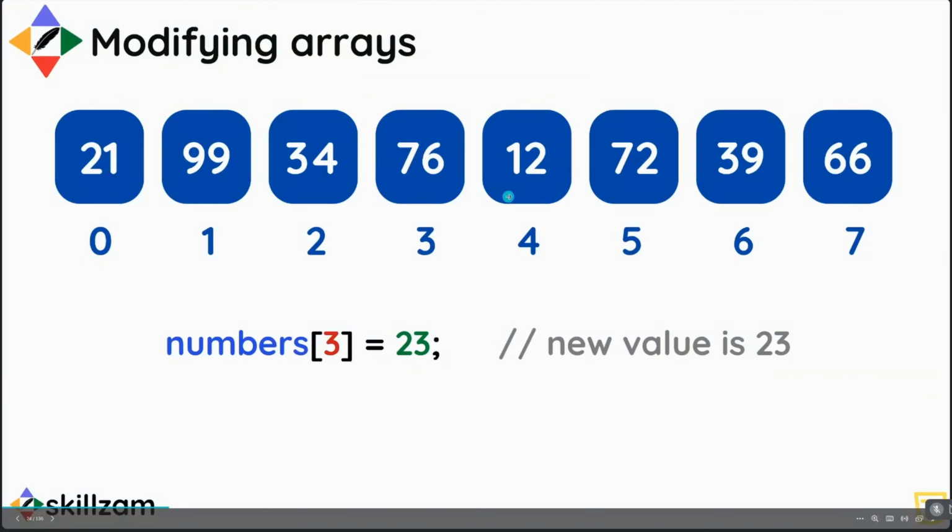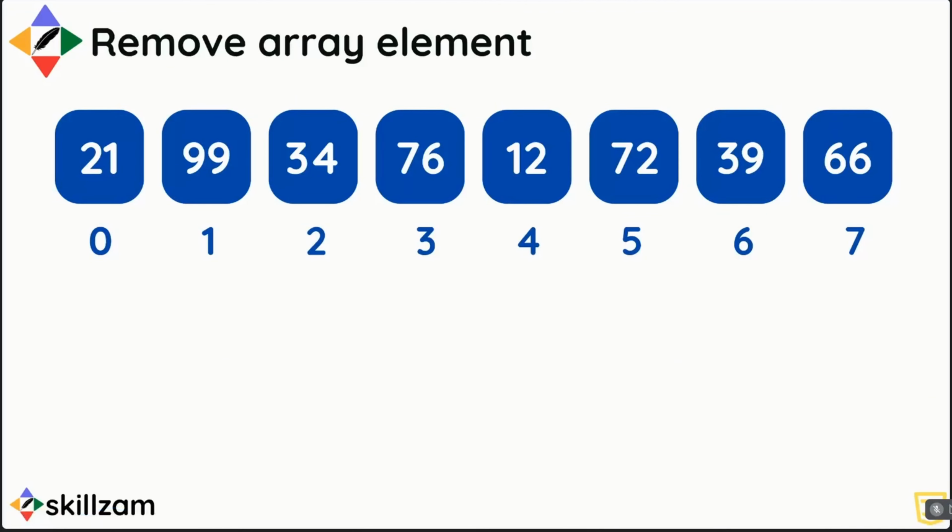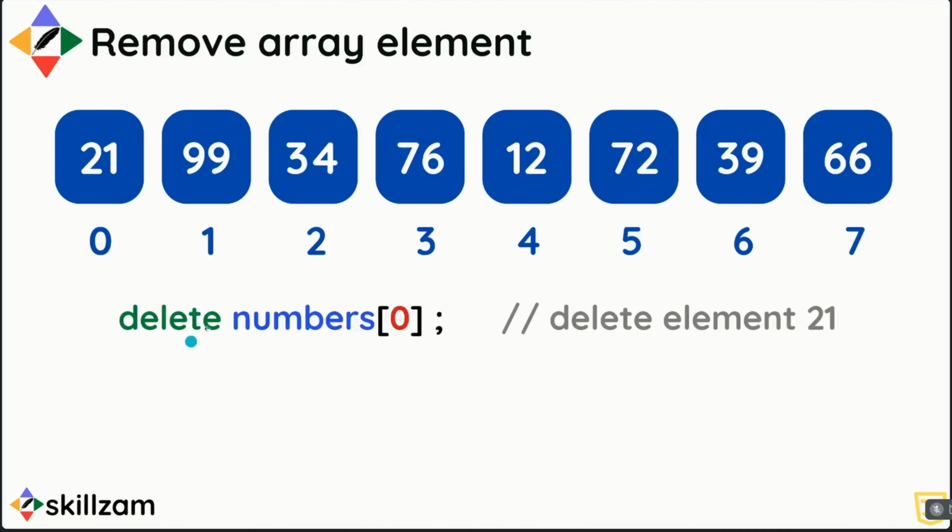Now let's see how you remove an element in the array. So we saw accessing, we saw modifying. Now I want to remove an element. Let's say I want to remove this particular element. What I can do is use an operator called delete. A delete operator can be used to delete an element of an array. Now numbers of 0 index is 21, and if I say delete this, it is going to remove this particular element.